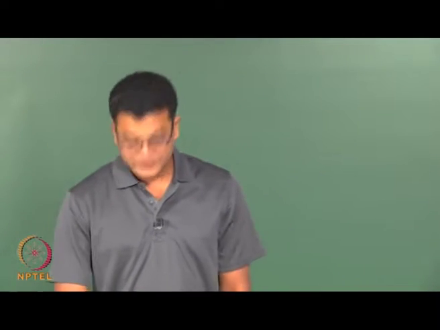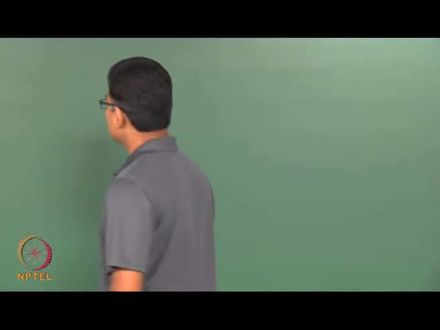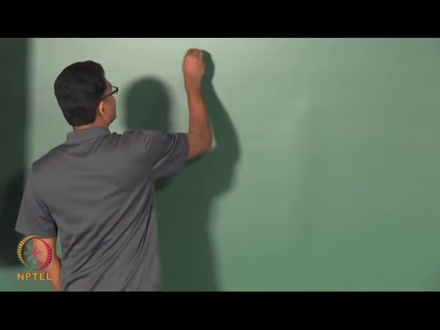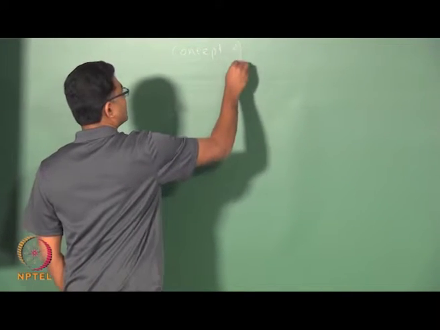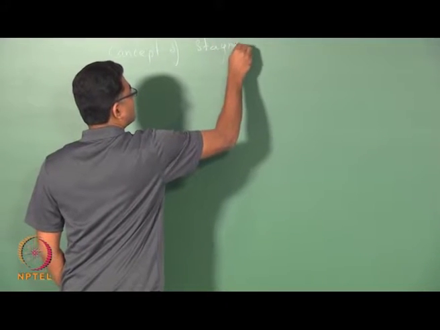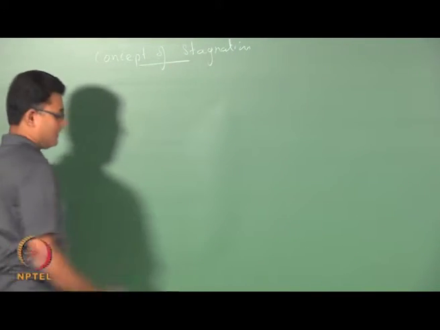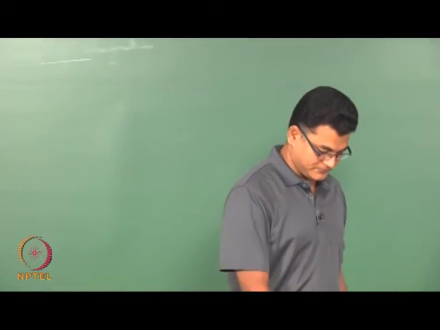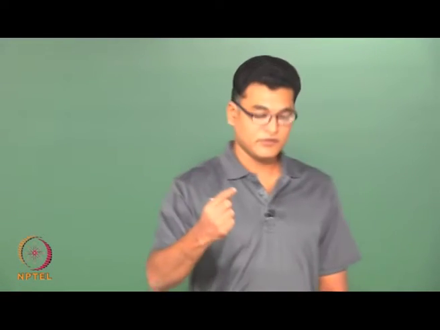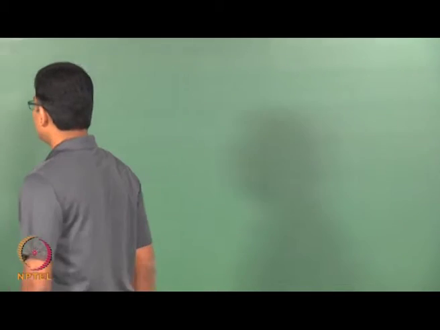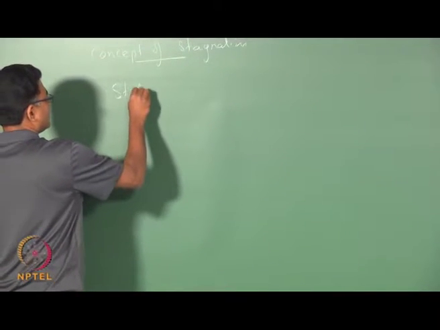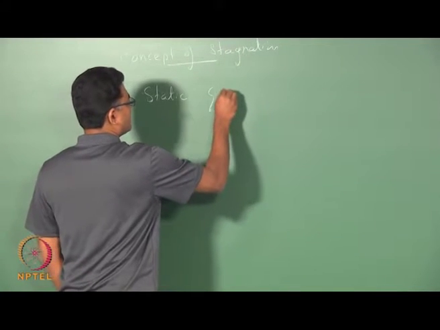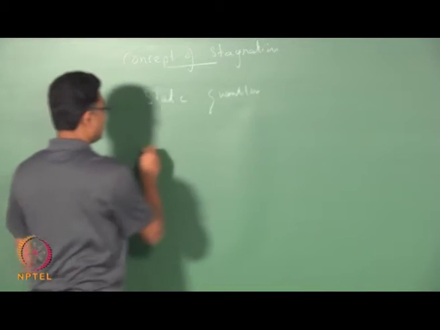In this class we are going to discuss a new concept, which is something called stagnation quantities or the stagnation concept. If I have a flow and I measure quantities while traveling along with the flow, what I would be getting is something called a static quantity.